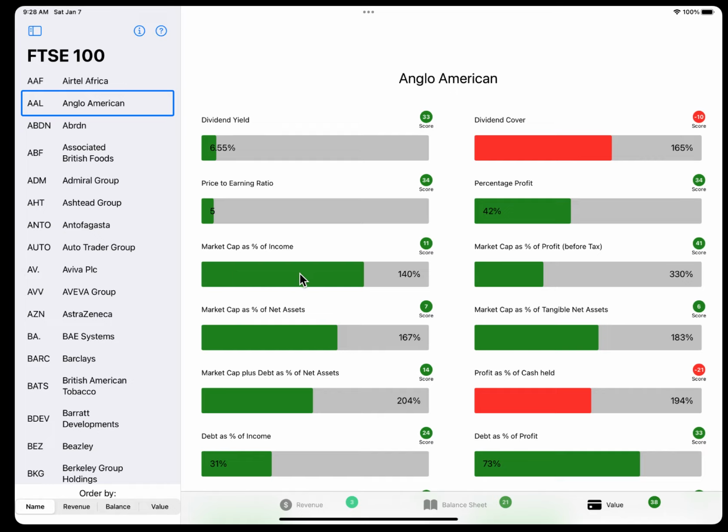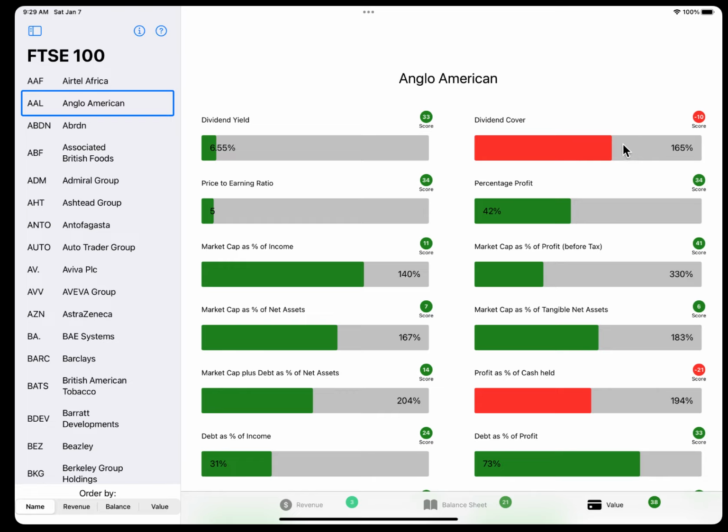Market cap as a percentage of income. Well, this is the total value of the company based on its share price. So share price times number of shares is the market cap, and what that is as a percentage of the income of the company. And it's actually 140%. And that's pretty good, because what that's saying is that if you just took the income of the company and multiplied it by roughly 1.5, that would be the total market cap of the company. And that's what we're seeing. So that's pretty good.